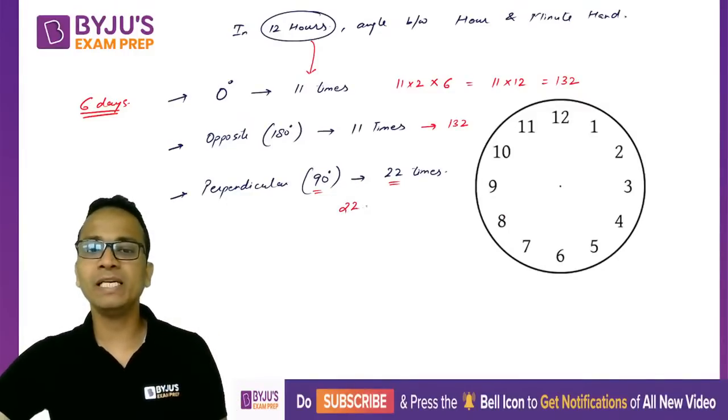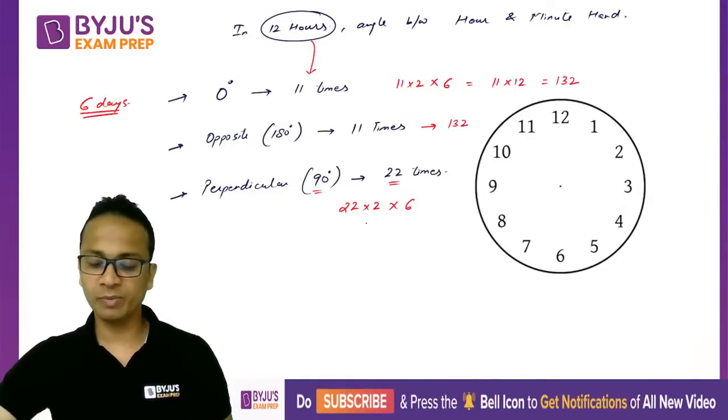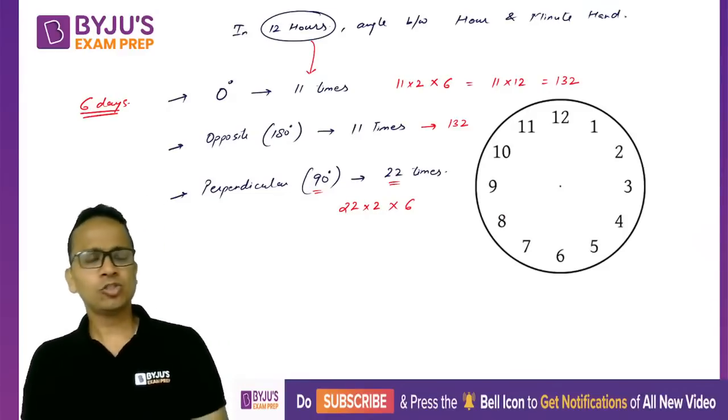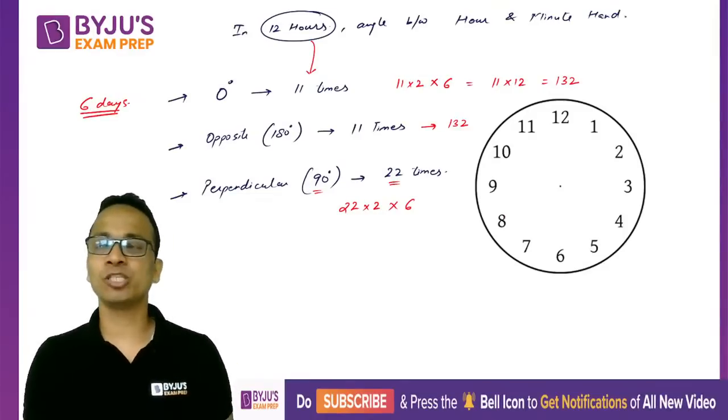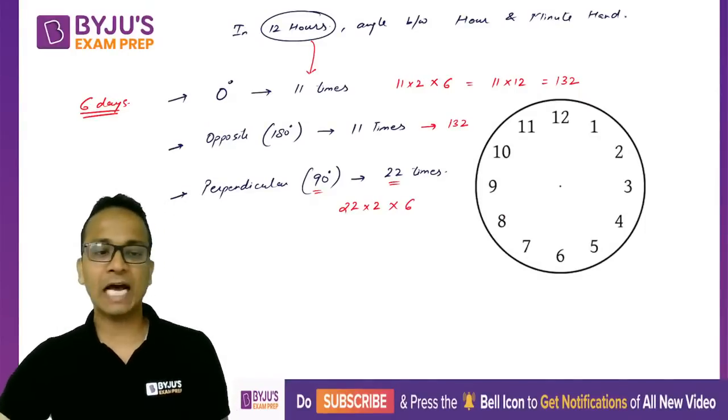So in one complete day it will be made 22 into 2, that is 44 times, and in 6 days multiplied by 6. All right. So this will be the answer for 90 degrees. Fine. So again, there may be some direct questions. If you are lucky, there will be some direct questions on this particular concept as well.